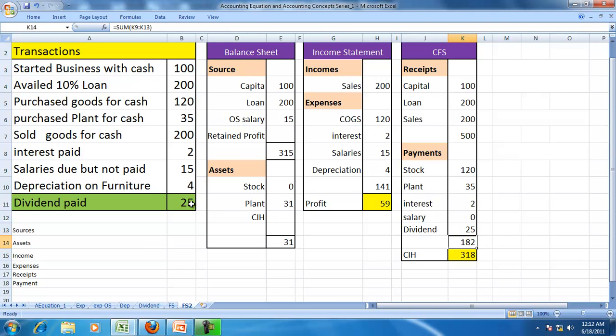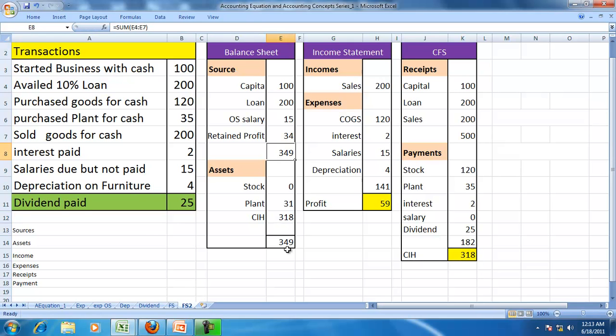Dividend is a distribution of profit, so I'm not going to show it as an income. I'll explain that bit later. So this is the profit and this is the dividend payment. Now what will happen to this profit and the dividend? You earned a profit of 59 and distributed 25, so there is a retained profit of 39. And with all transactions done, cash in hand is equal to 318.